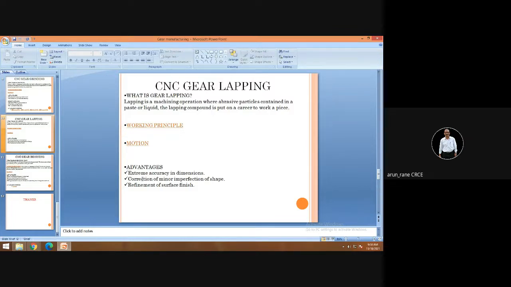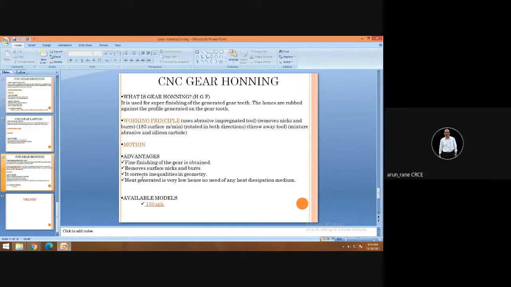In gear teeth lapping, again you get very good accuracy, but the material removal rate is very less, and therefore it is a slow process, and you get good refinement of the surface finish.